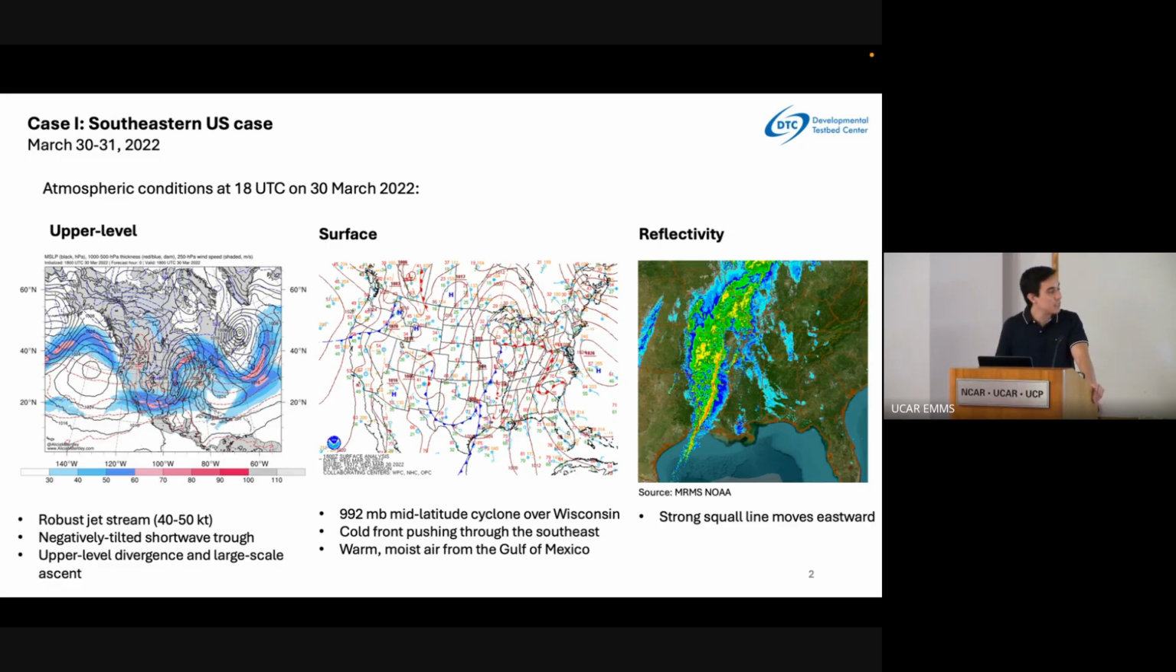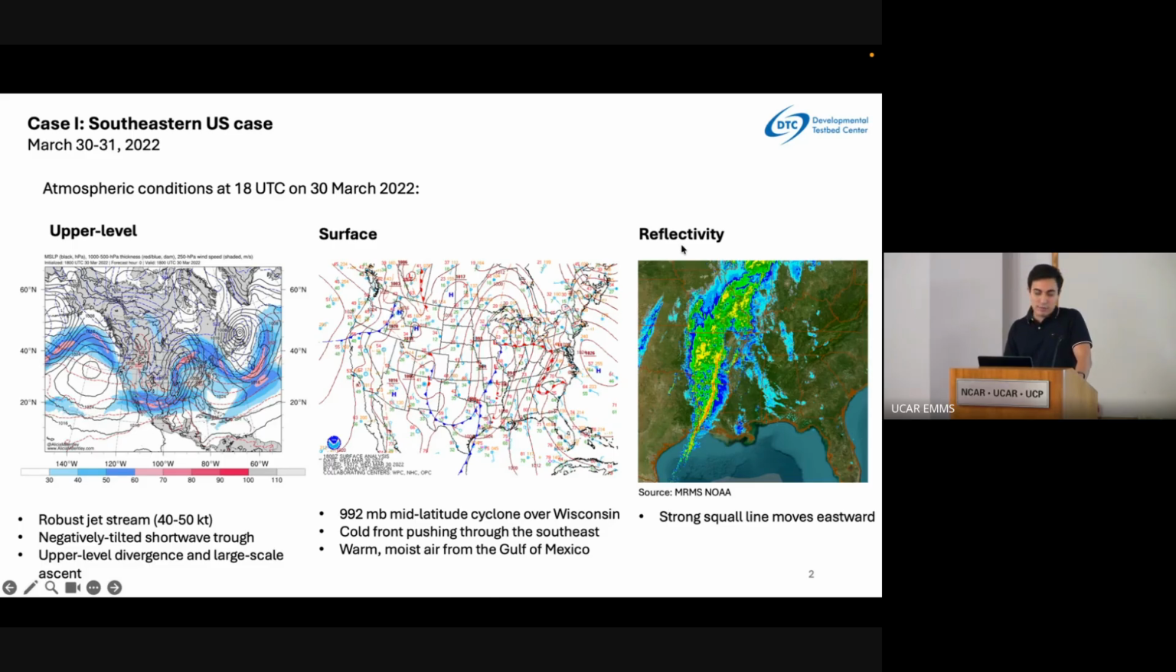The first one is the southeastern case in the US, which took place between March 30th and 31st. Here we have a summary of the atmospheric conditions at 18 UTC on March 30th. At the upper level, we had a robust jet stream and a negatively tilted shortwave trough over northeastern Texas. This promoted upper level divergence and large-scale ascent to promote the storms in this event.